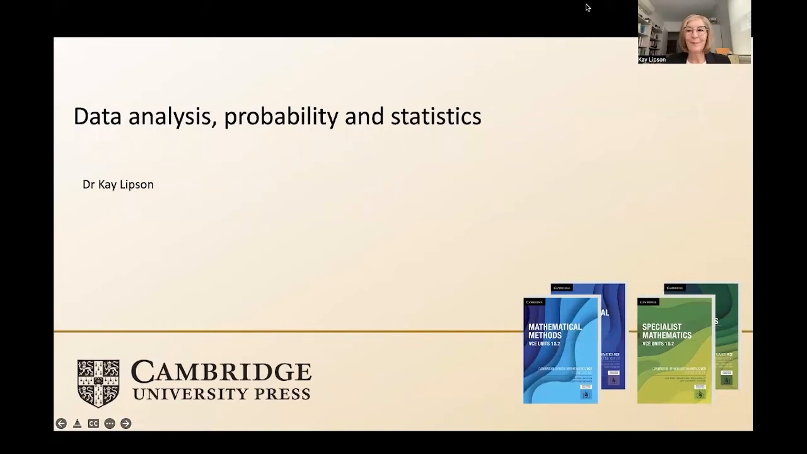Good afternoon. My name is Kay Lipson. I spent several years at the beginning of my career teaching senior mathematics in schools, but the bulk of my career has been spent in universities teaching and researching in probability and statistics. I've been an author of the Cambridge books for many, many years. I'd like to talk today about the study area of probability and statistics, both changes that have been made to the curriculum and changes that we have made in the books.